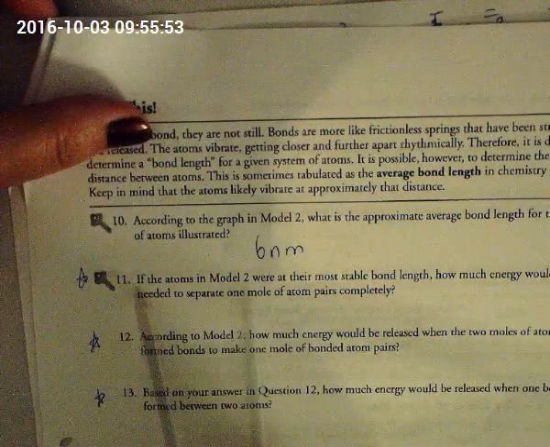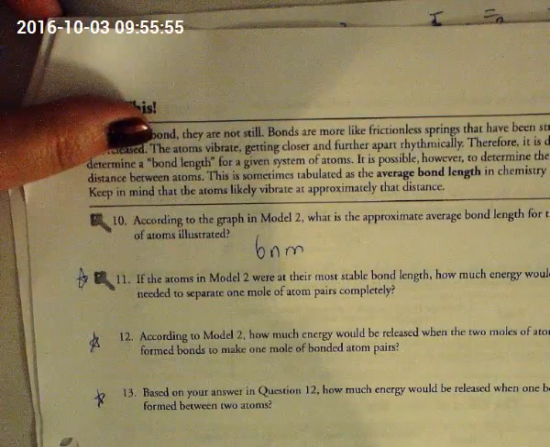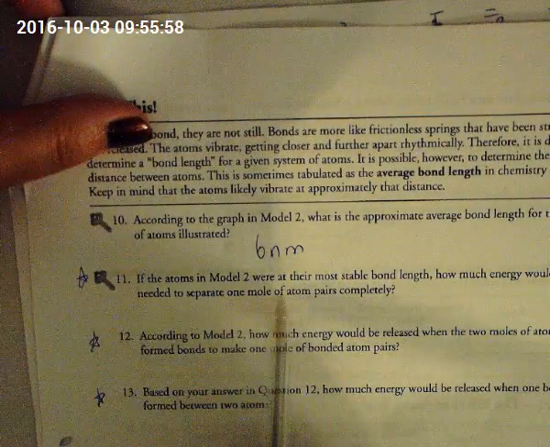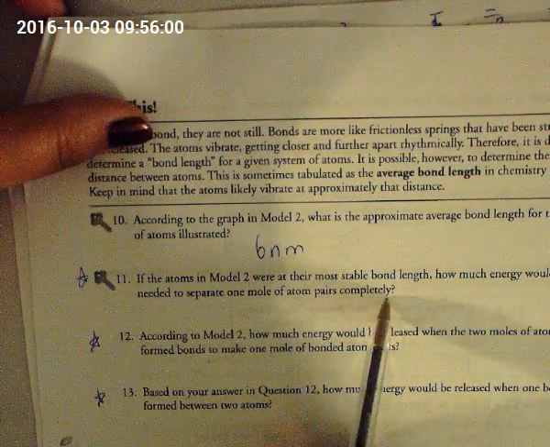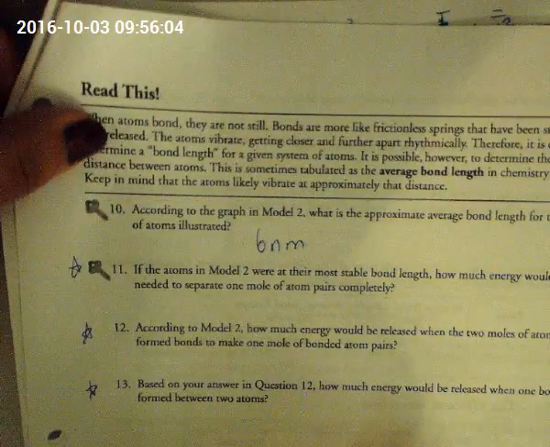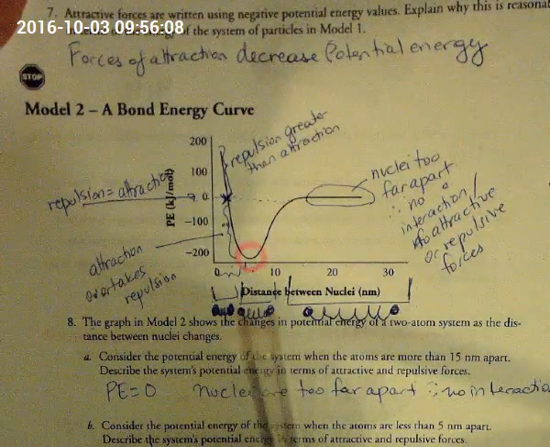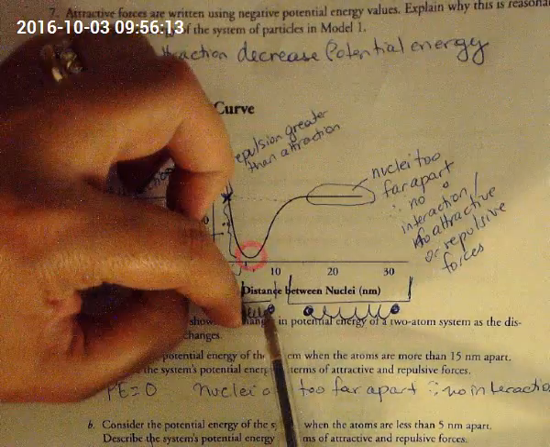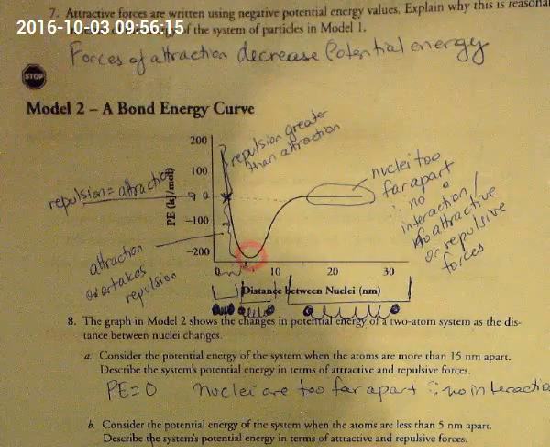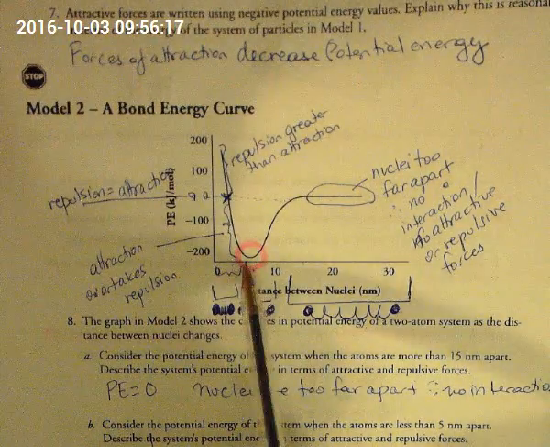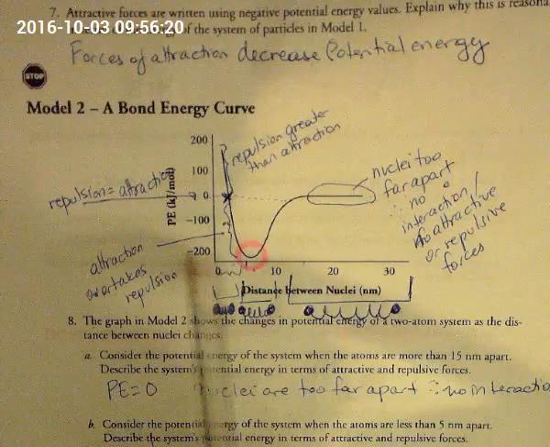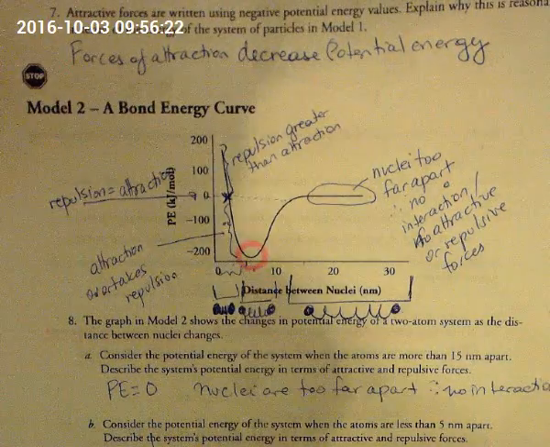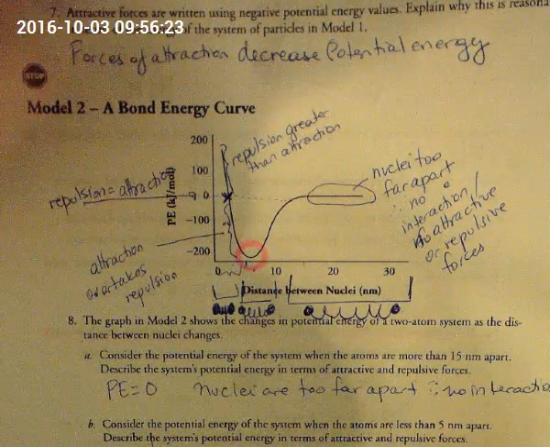So question 11 now asks, if the atoms in Model 2 were at their most stable bond length, how much energy would be needed to separate 1 mole of atom pairs completely? All right? So that's a straight thing, just reading it straight off the graph, right? So this is describing an atom pair, right? How much energy would it take to actually rip them completely apart? How much? Negative. Is that slightly under 200? So what if we call that 210?